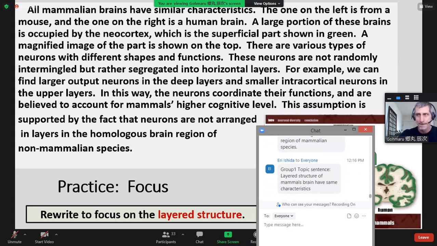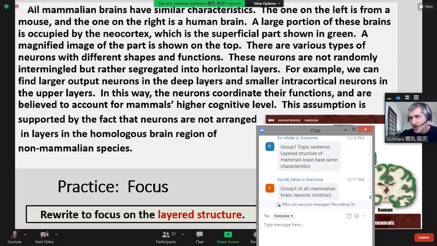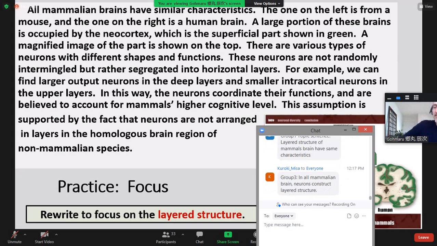This could work. Okay. And group 3: in all mammalian brains, neurons construct a layered structure. As a native English speaker, construct structure doesn't sound good because we like to avoid the same sounds repeating. Neurons are arranged in a layered structure might be a little bit more natural. And that is also a good topic sentence.